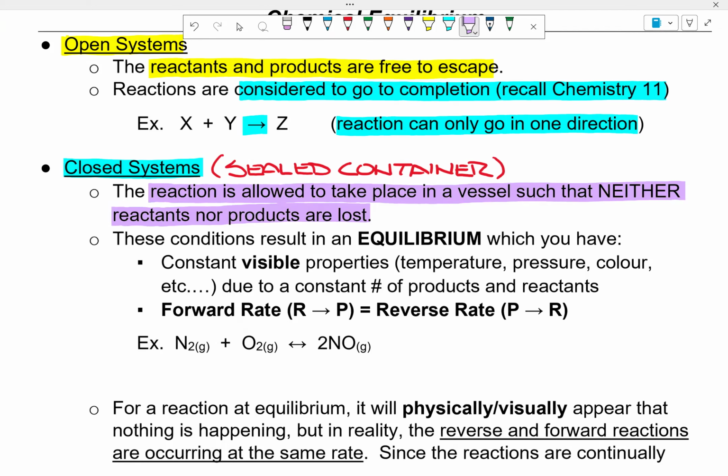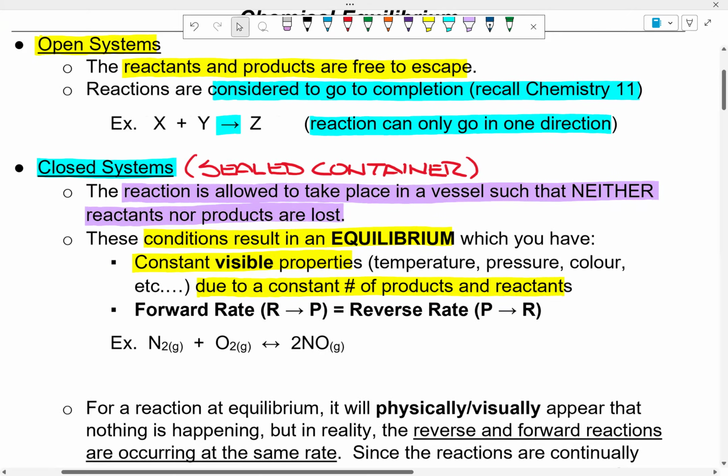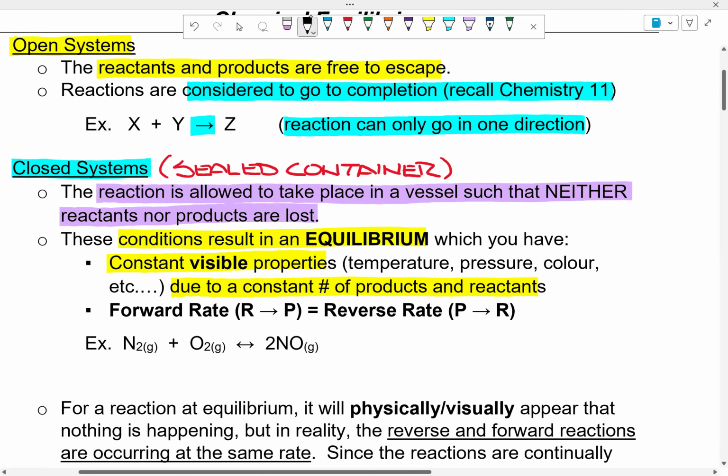Now, what happens is when we have these conditions, we get something called an equilibrium. These conditions result in an equilibrium in which you have constant visible properties, or what we call macroscopic properties, like temperature, pressure, color, due to a constant number of products and reactants. And the key other thing that you get in a closed system is the forward rate of the reaction from reactants to products is equal to the reverse rate, which is products going back to reactants.